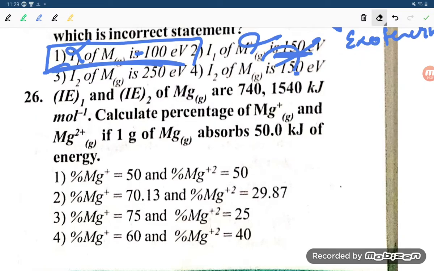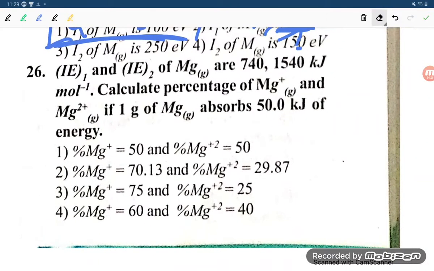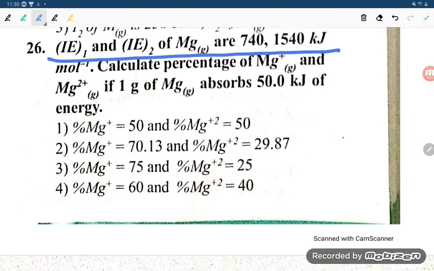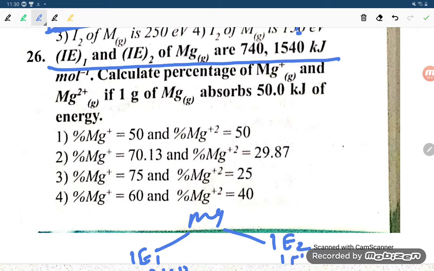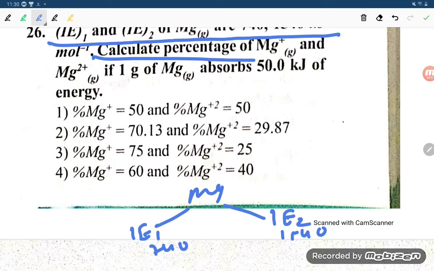Okay, so let us see, student, what the question is saying. Question number 26 is saying IE1 and IE2 of magnesium are 740 and 1540 kilojoule per mole. Calculate the percentage of Mg plus and Mg2 plus in 1 gram of magnesium.